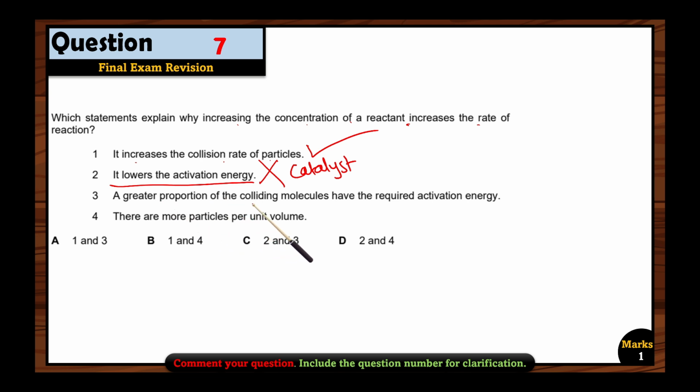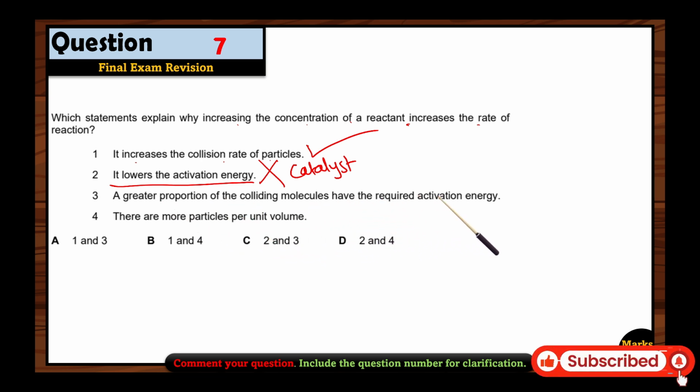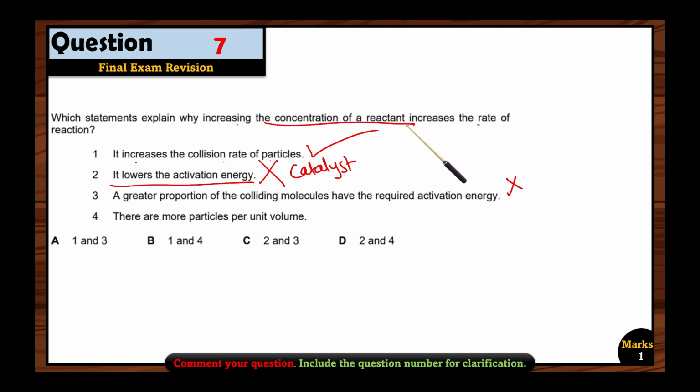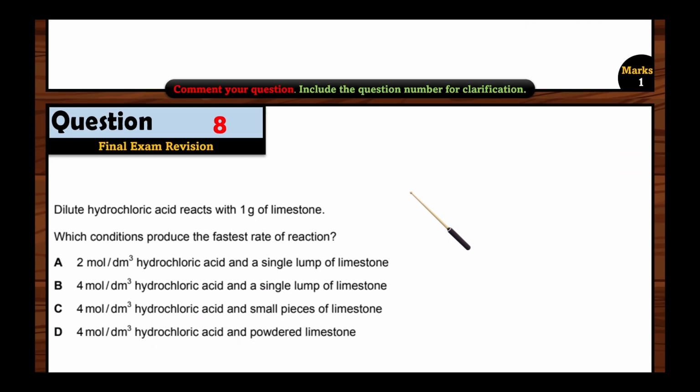A greater proportion of the colliding particles have the required activation energy. Again wrong. How do we know that? It's only the concentration that is responsible for more particle numbers. So there are more particles, so there are more chances of collision. This is the only reason. More particles in a small volume, and then we have more chances of collision. So that's why the rate of reaction will increase. So there are more particles per unit volume. Yes, that option is right. So options 1 and 4 are the only right options. So option B is the correct option.